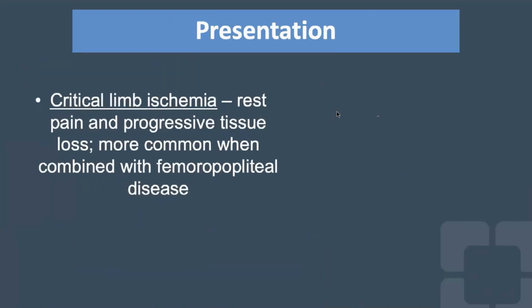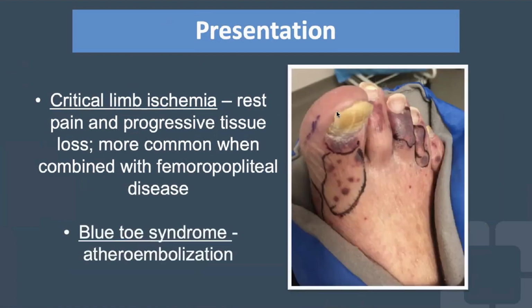These patients may also have critical limb ischemia with rest pain or progressive tissue loss over 2 weeks, and it's more common when combined with femoral popliteal disease. One other thing that could also happen anywhere in the peripheral arterial spectrum is blue toe syndrome. We see it a lot with aortoiliac occlusive disease, or we may see it a great deal with that.